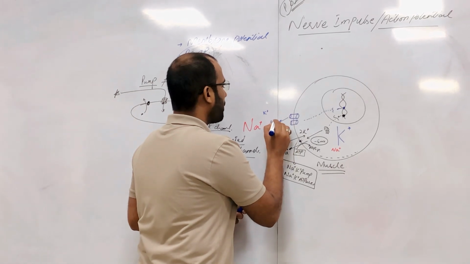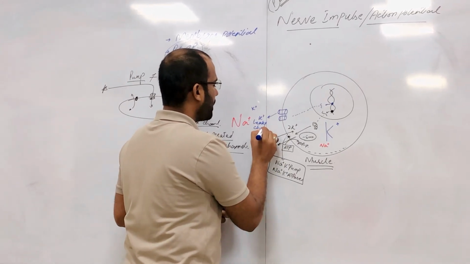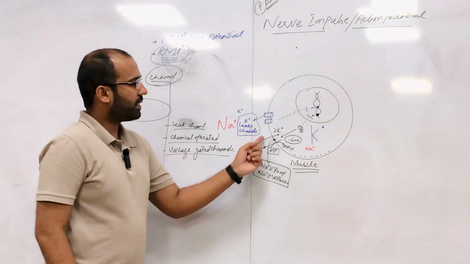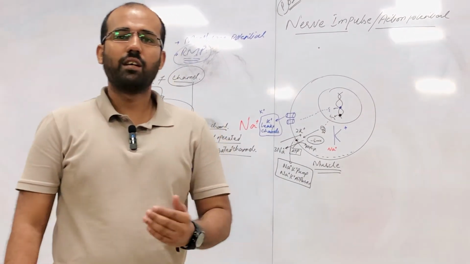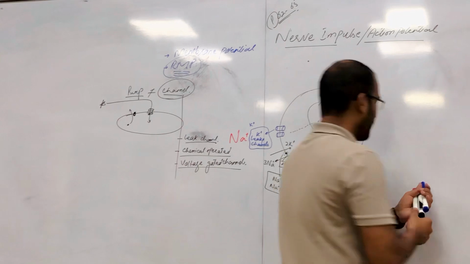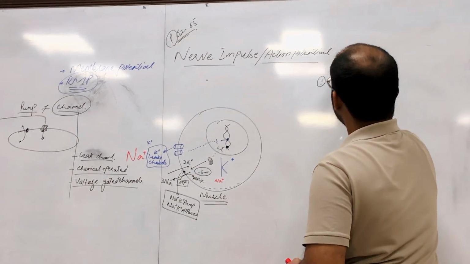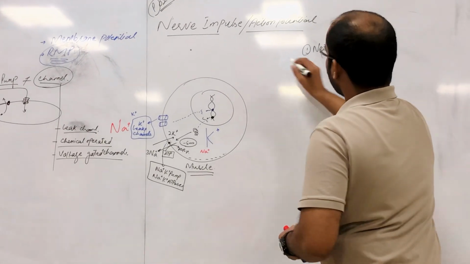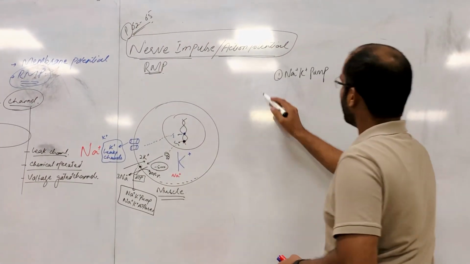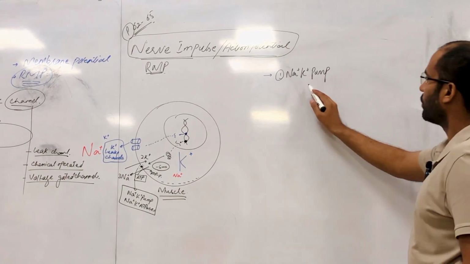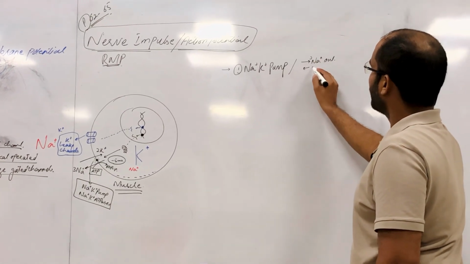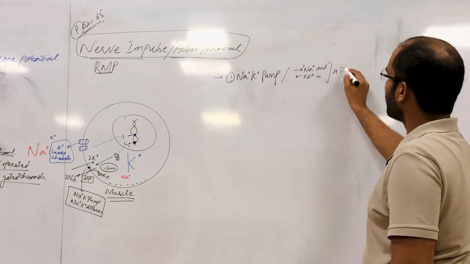Remember one thing, that when a cell is at resting state, all the cells are permeable to potassium. This is the rule. I am summarizing these events right here. First of all, we talk about the sodium potassium pump. Don't confuse, we are not discussing nerve impulse right now. We are discussing RMP, resting membrane potential. The first event of the resting membrane potential is the sodium potassium pump, which simply throws 3 sodium out and brings 2 potassium in by using ATP.